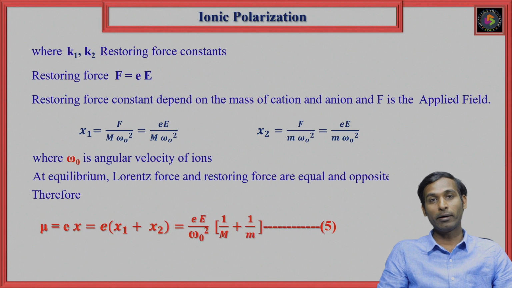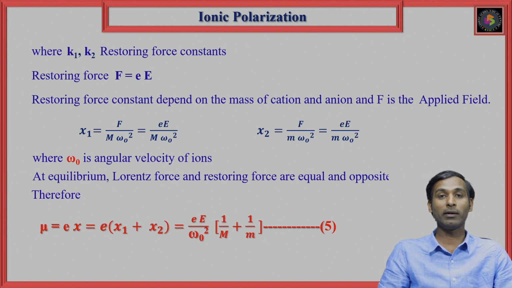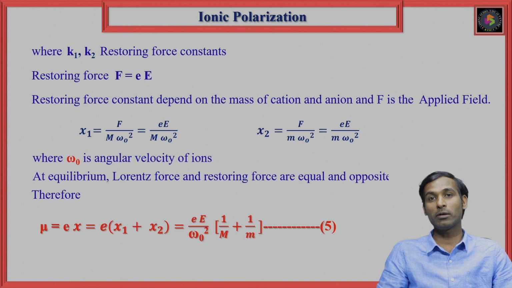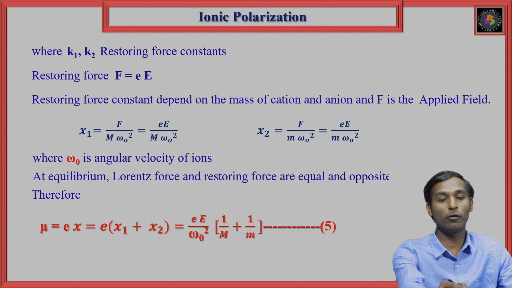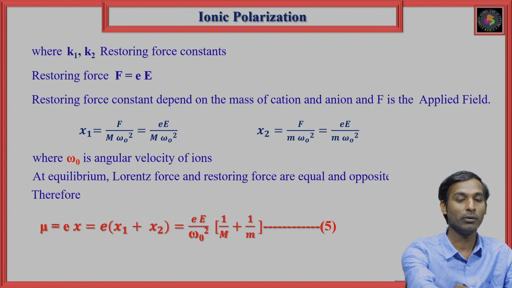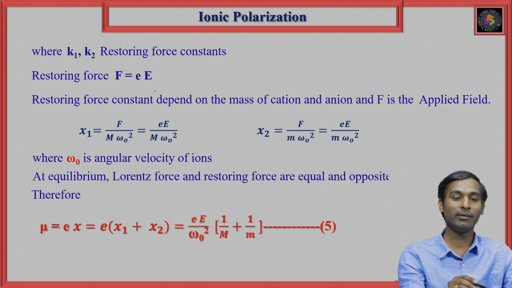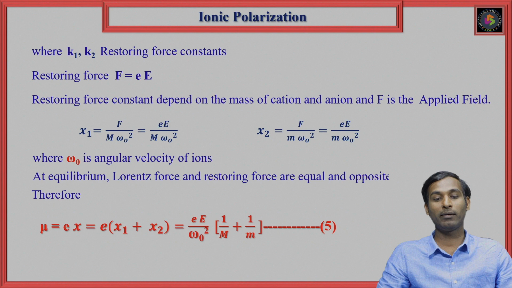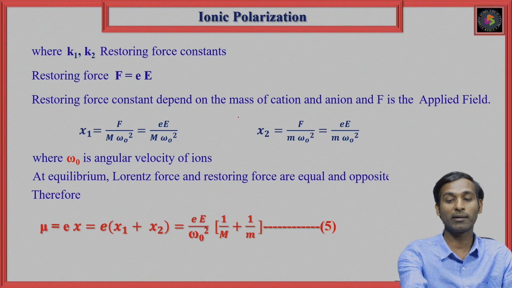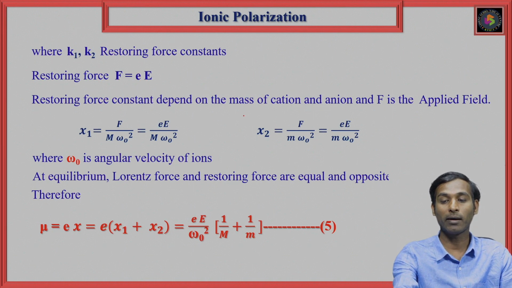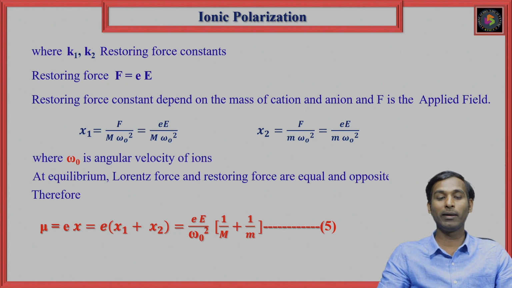So here, according to the restoring force constant, K1 and K2 are the constant parameters, namely called the restoring force constants. Now we can see here, the force can be written as F is equal to small e into capital E. Small e is the charge, capital E is the electric field intensity. Based on this equation, the restoring force constant depends upon the mass of the cation and the mass of the anion. So F is the applied field here.